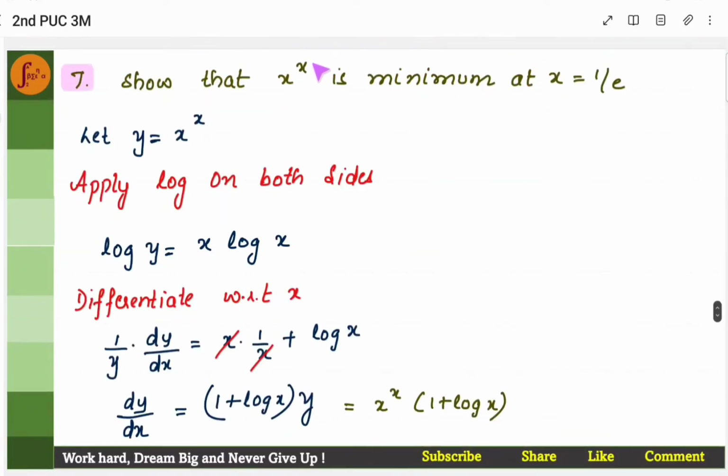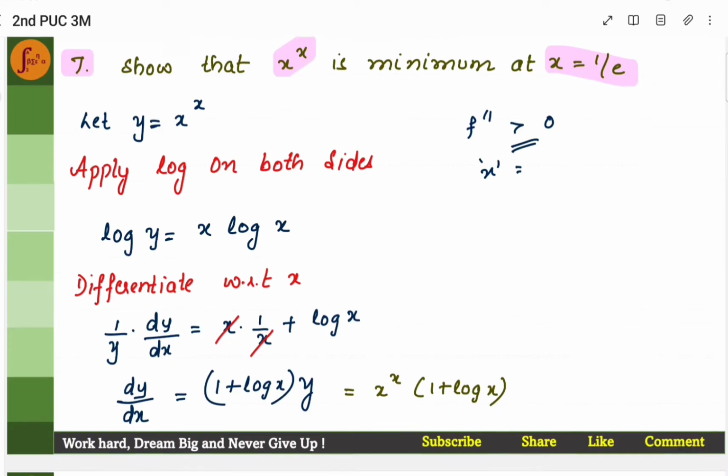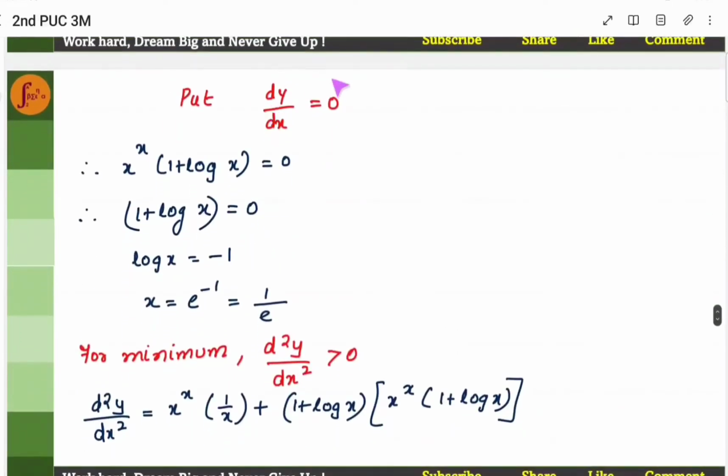Now you have to show that x to the power x is minimum at x is equal to 1 by e. How do you do that? To show that x to the power x is minimum, the condition is the double derivative should be greater than 0. This is the condition. And then you have to find the value of x to get the actual minimum value. So we'll first find the single order derivative. You will get this expression. Now you equate it to 0. So once I equate it to 0, I'll get the value of x.